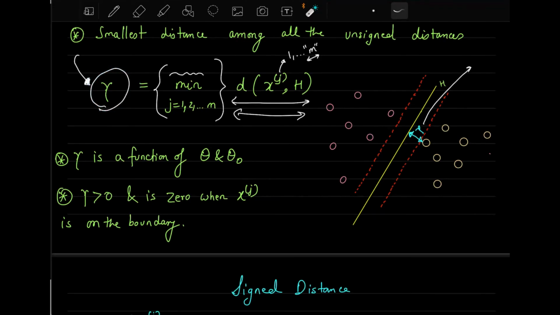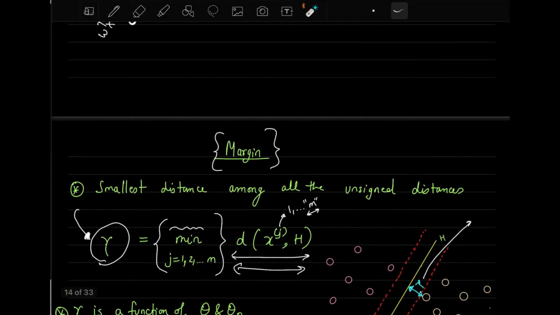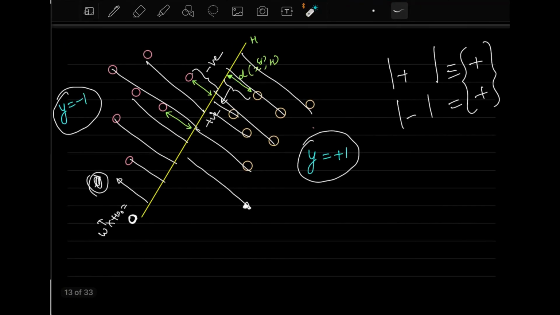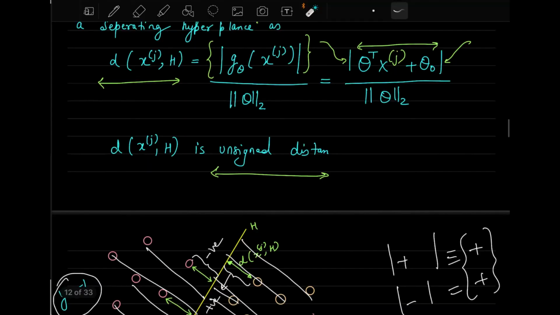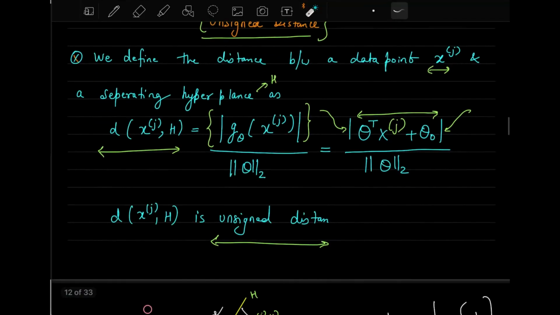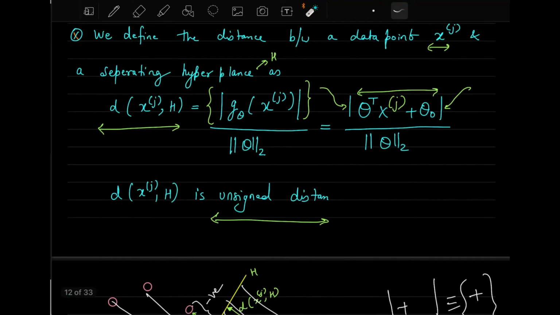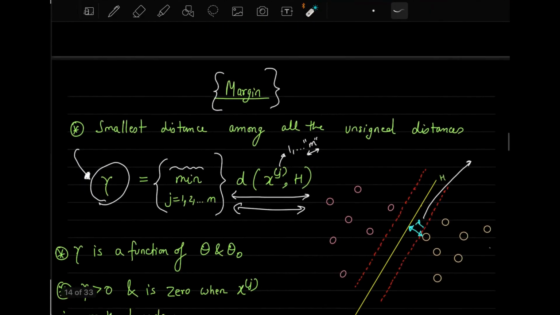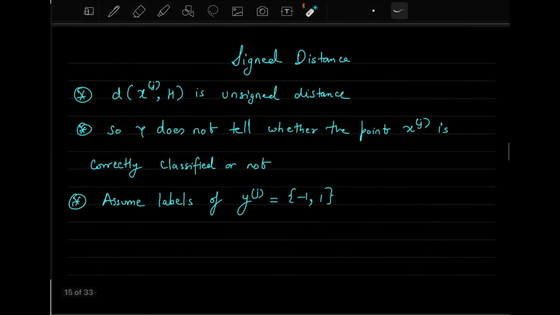So can you tell me any disadvantage of using this distance, the one which we have proposed here? Any one of you can answer me this? What is the disadvantage of using the absolute value of the hyperplane thing? We can't say whether the point belongs to the negative side or the positive side. Good, very good. So that is the main disadvantage.